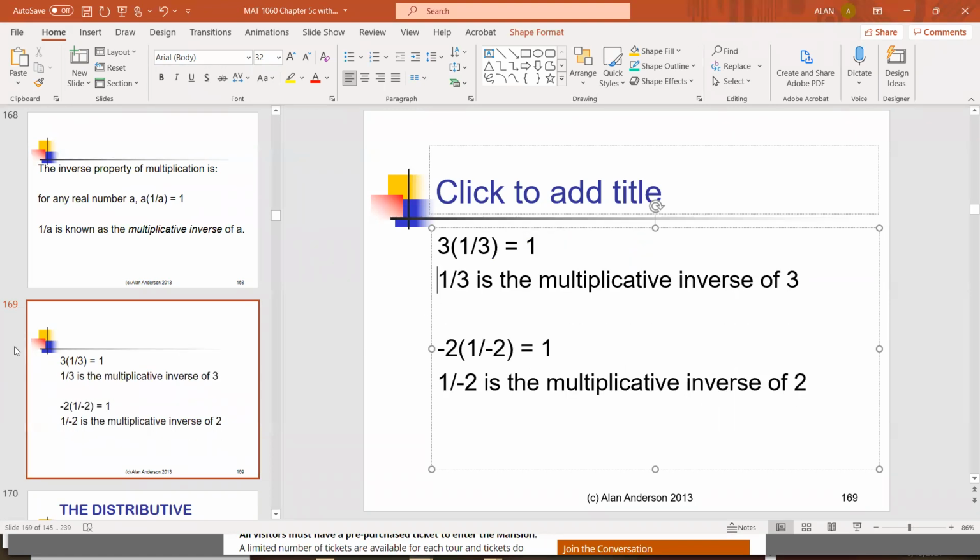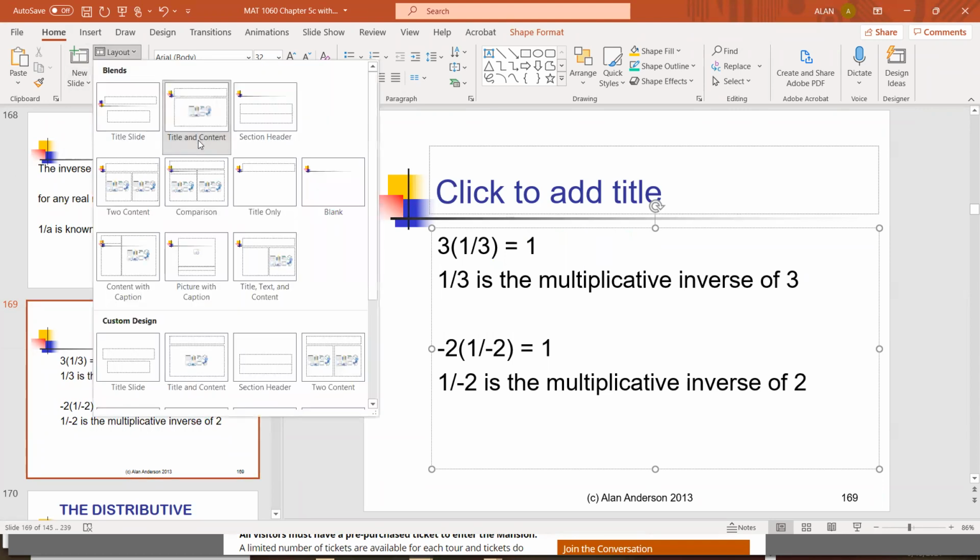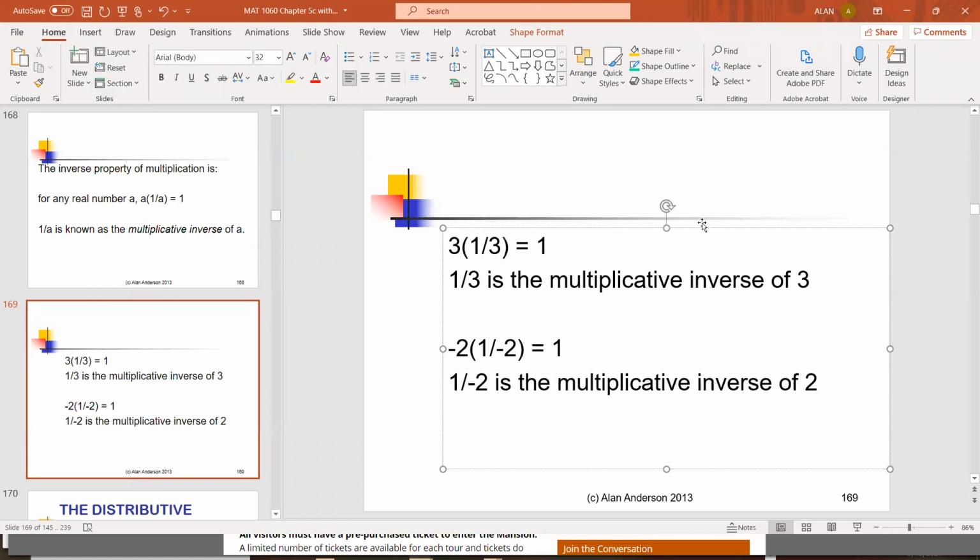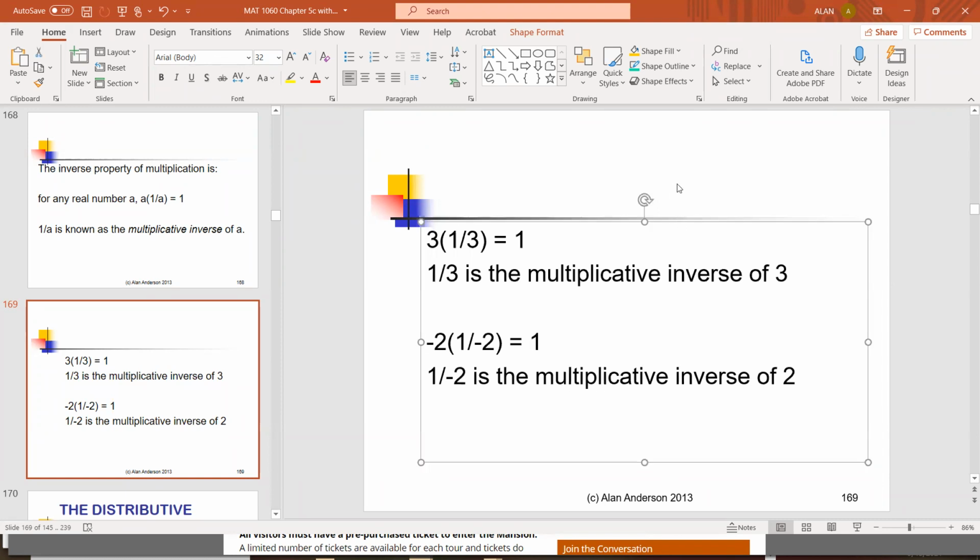So often in math, you hear people say the word inverse. Usually when they say inverse without specifying which one they mean, they're talking about the multiplicative inverse. But just be aware that there also is an additive inverse.